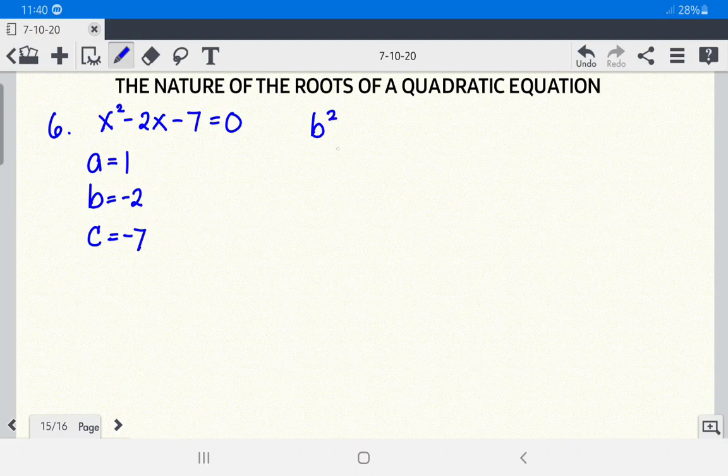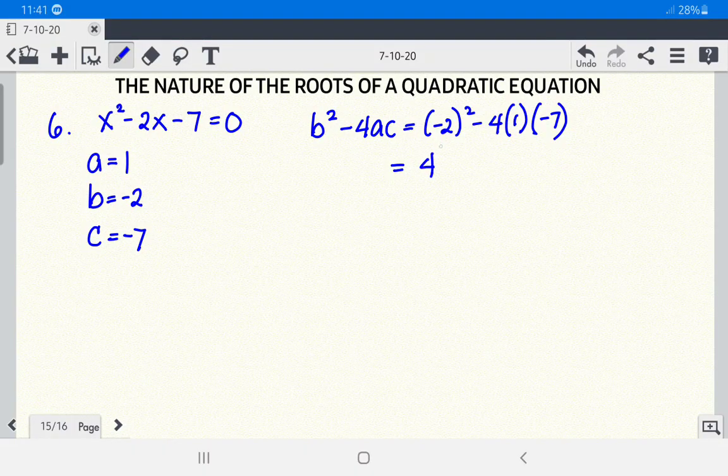Using the formula, we have b squared minus 4ac. So, we have b is negative 2, square it, minus 4 times a is 1. And then c is negative 7. Then we have negative 2 squared, we have 4, because negative 2 times negative 2, 4. Then negative 4 times 1, we have negative 4. Times negative 7, we have 28. Then if we're going to add it to 4, so 4 plus 28, we have 32. So 32 is greater than 0 and not a perfect square.